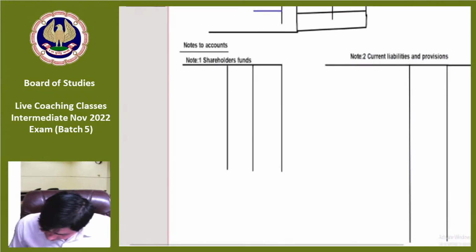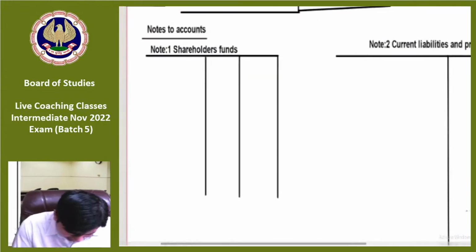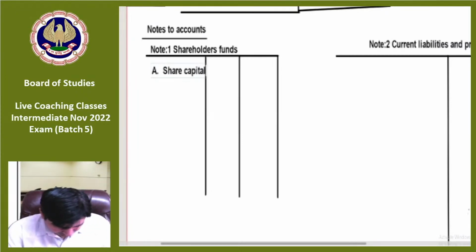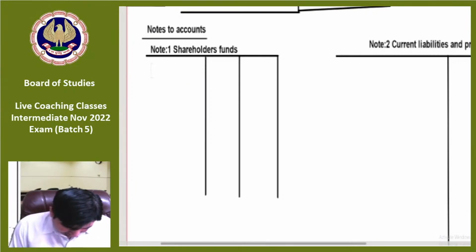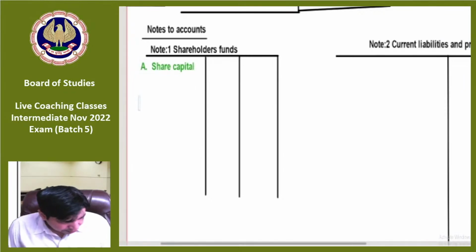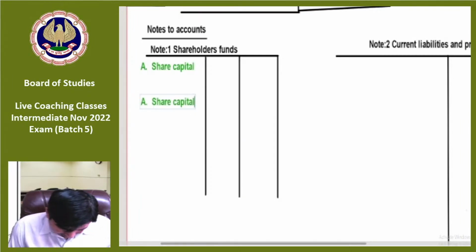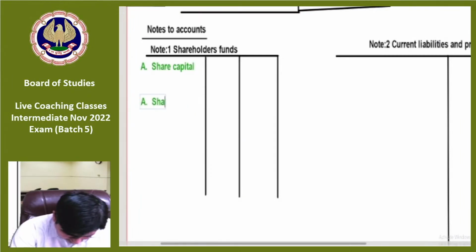What are the things you are having in this? Point A is for share capital. And beta, point B is for reserve and surplus.